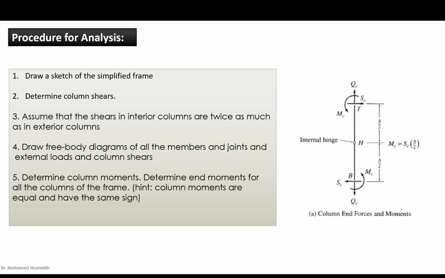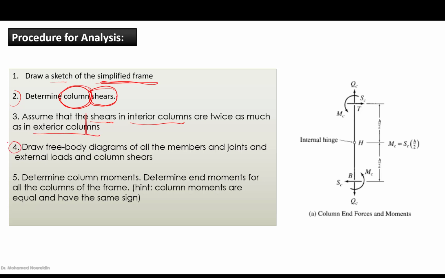Okay, and this systematic procedure, I want you to memorize it well, because it would help you a lot when you are proceeding in the analysis. Okay, so here, number one is draw a sketch of the simplified frame, putting the dimensions in it. And number two, determine column shears. Remember that very well. Column shears in the beginning. After that, you are going to make our main assumption, which is the shear in the interior column is double or twice the exterior columns.